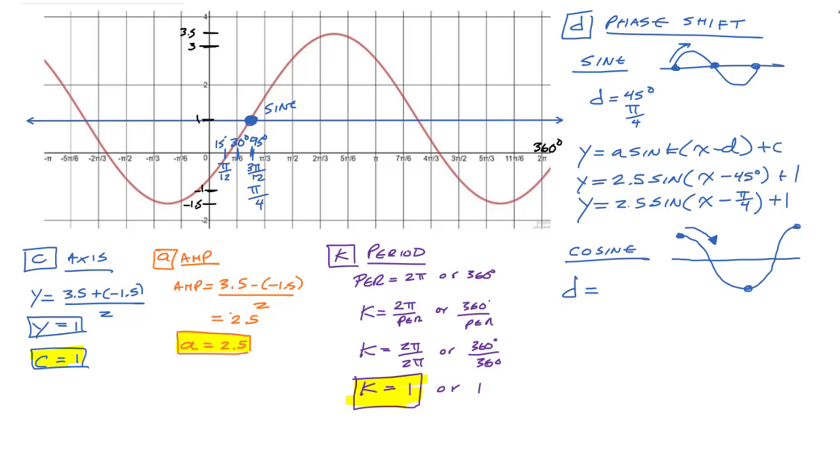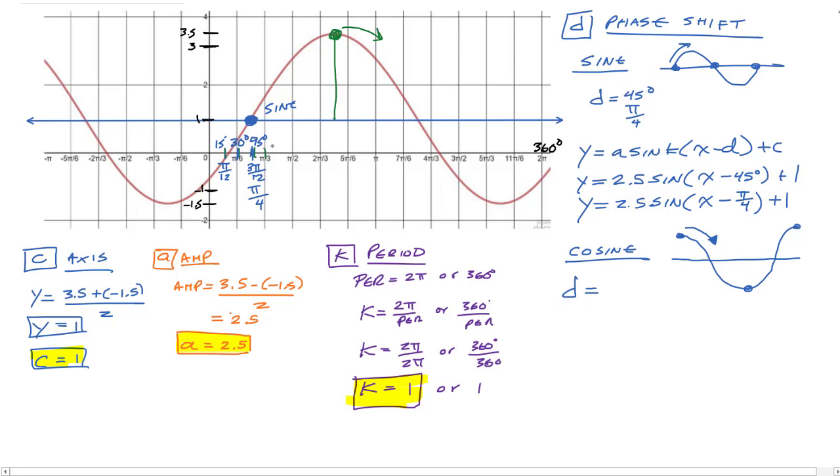All right, so let's do cosine. Cosine starts at the top. So I only really see one spot right here, starting at the top going downhill. So where is that? It's right in the middle. So let's count by 15: 30, 45, 60.